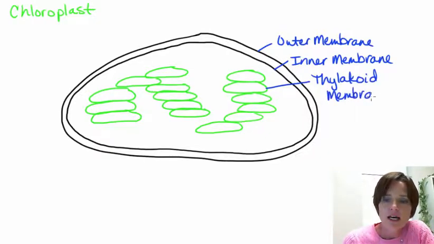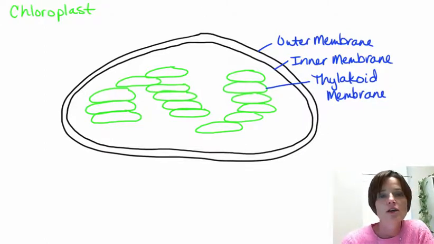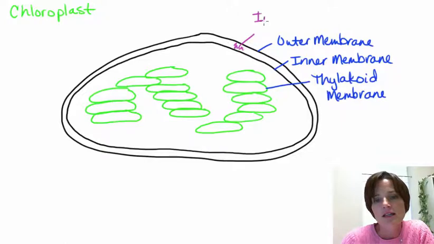And then because we have three different membranes, we do end up with three different fluid-filled spaces in the chloroplast. So we do have the first one located right in this area between the inner and the outer membrane. And this is what we refer to as the intermembrane space.